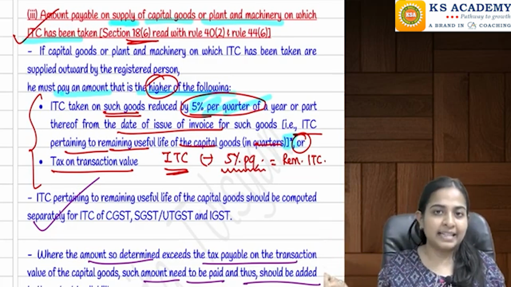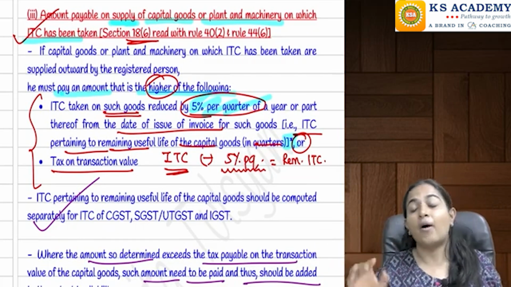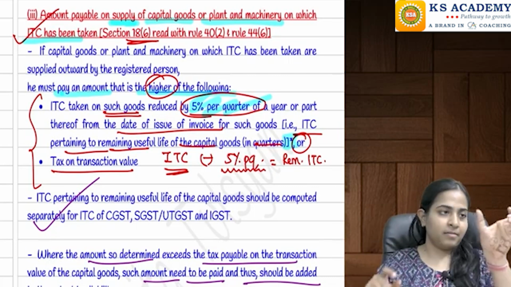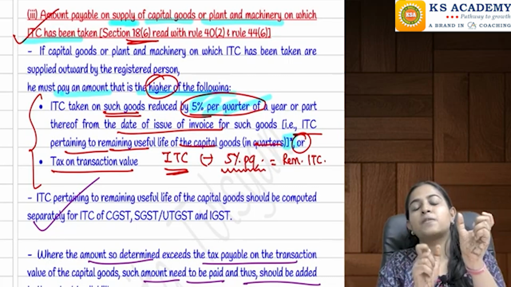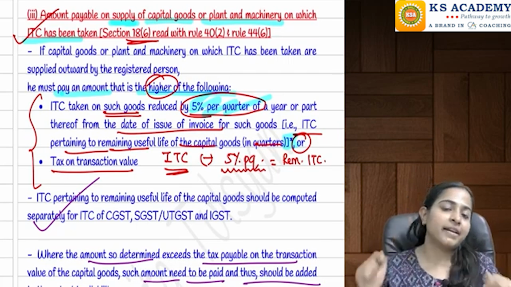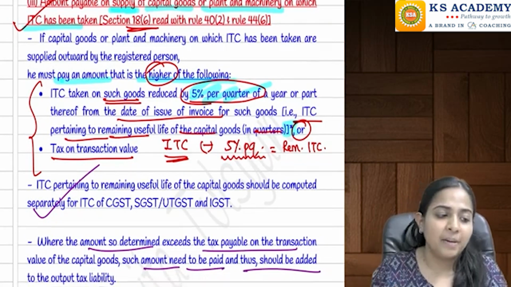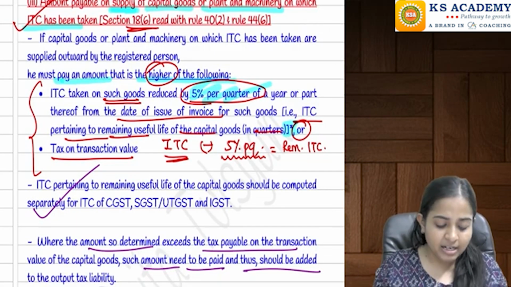Now you will be selling the capital goods, so there is actual GST payable on the capital goods price. The remaining 60% ITC or the tax payable on the capital goods, whichever is higher, is the amount of GST payable under section 18 subsection 6.